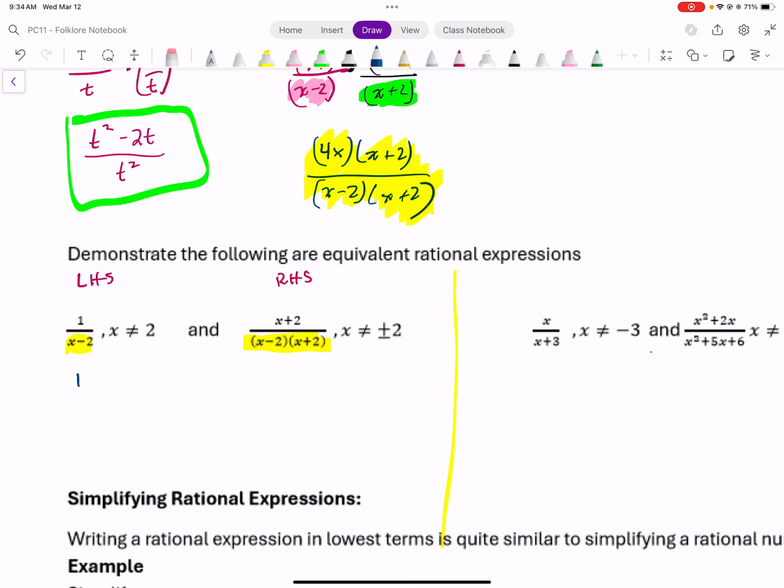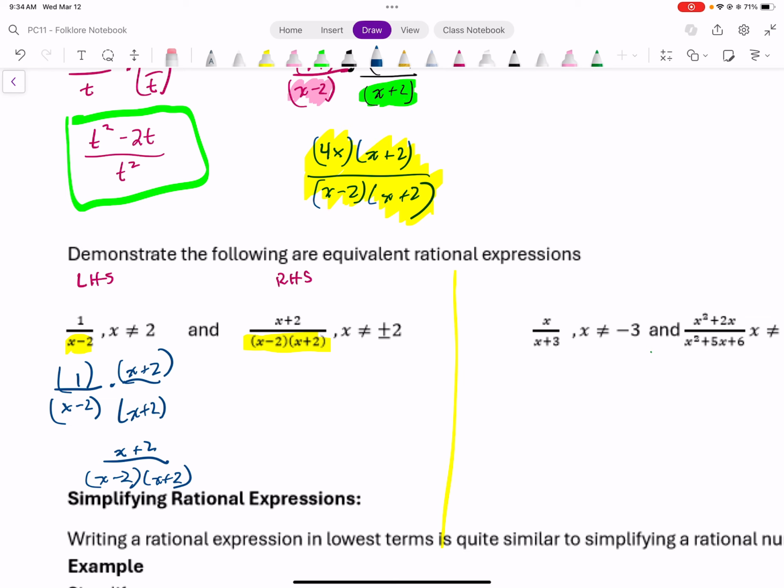So essentially what I'm going to be doing is multiplying by 1. And what do I want? I want a factor of x plus 2 in both the numerator and the denominator. And wouldn't you know it, when you multiply the numerator, it creates the factor of x plus 2, and the denominator has factors x minus 2, x plus 2.